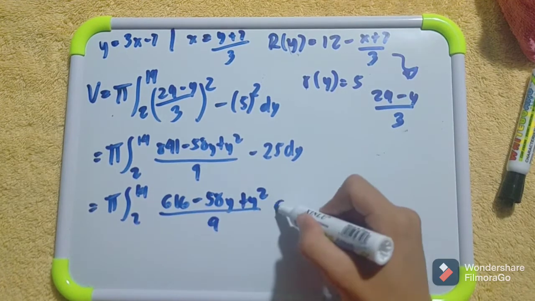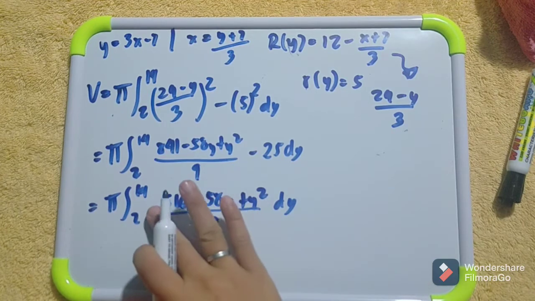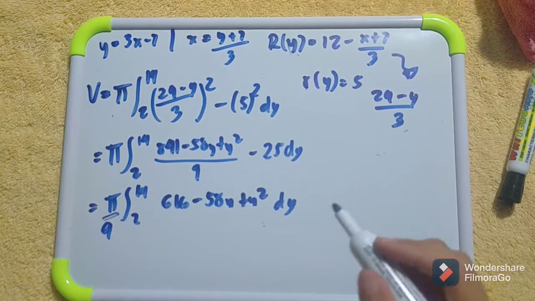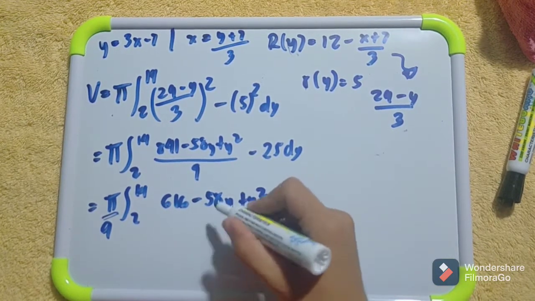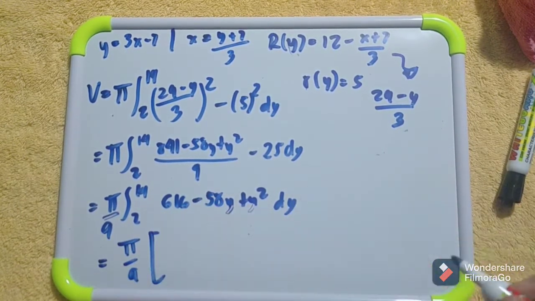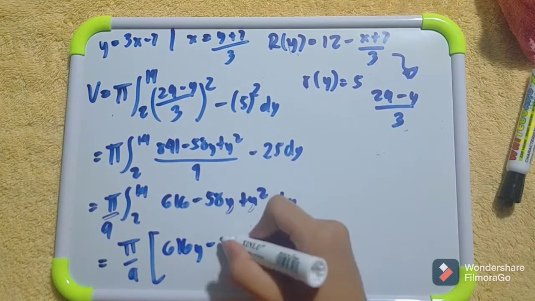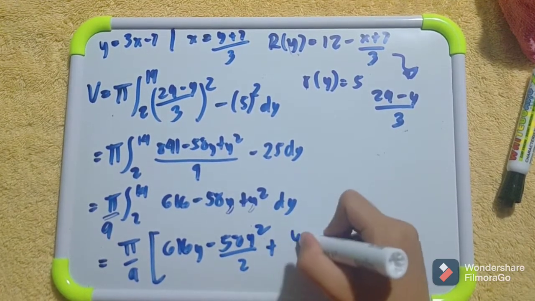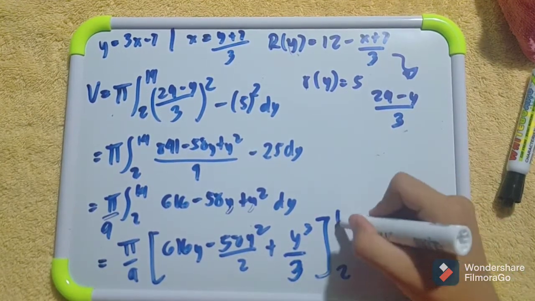So our constant, which is the 1 over 9, we can just take it out. So we remove it from here, and then bring it out. So it becomes pi all over 9. And then we just integrate this. So the integral of that is pi all over 9, times the integral of 616, which is 616y, minus 58y squared all over 2, plus y cubed all over 3. So our limits are from 2 to 14.